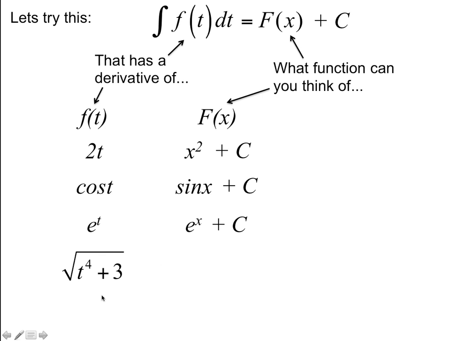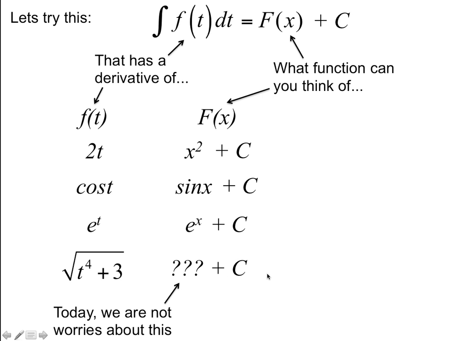So now we have this, and this is the derivative. So what function can you think of that has a derivative of the square root of t to the 4th plus 3? And really, the answer to this one is we don't know. But we do know there's a plus c on the end. And really, this last function kind of gets at what we're doing today. We don't really need to know this, because today's focus is not finding this per se, but taking whatever this is and differentiating it.